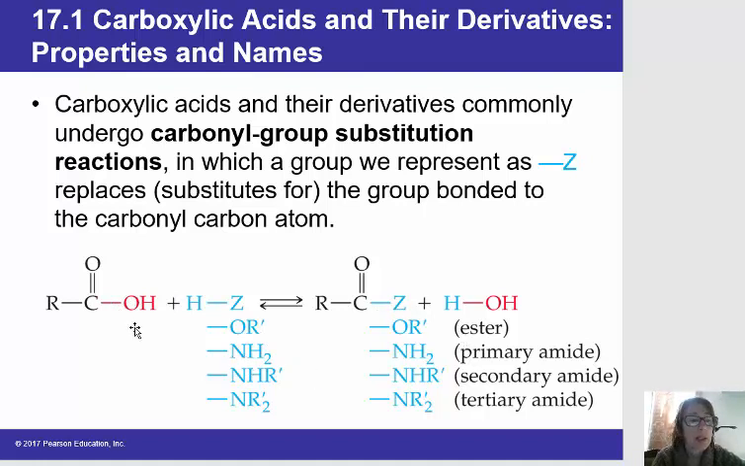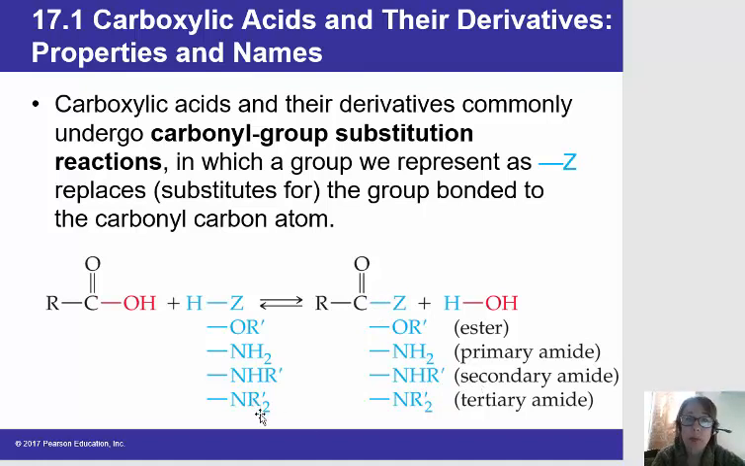When ammonia reacts with carboxylic acid, one of the hydrogens from ammonia reacts with the hydroxyl group from the carboxylic acid to form water, and the remaining NH2 bonds where that OH was to form a primary amide. When a primary amine reacts with a carboxylic acid, one of the hydrogens of that primary amine reacts with the hydroxyl group on the carboxylic acid to form water, and the rest of that primary amine bonds where that hydroxyl group was to form a secondary amide.